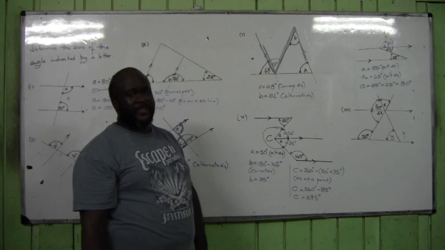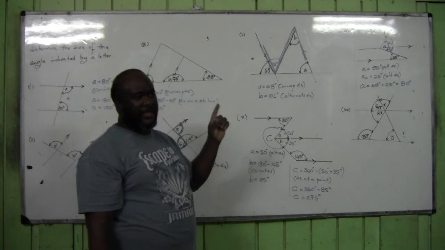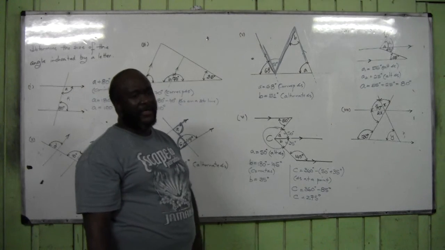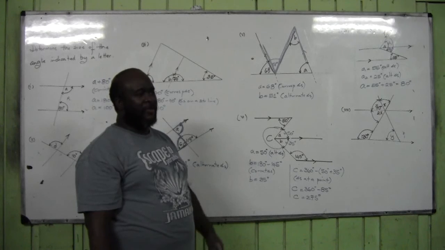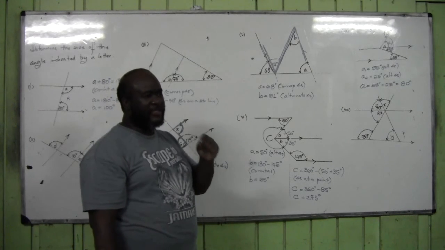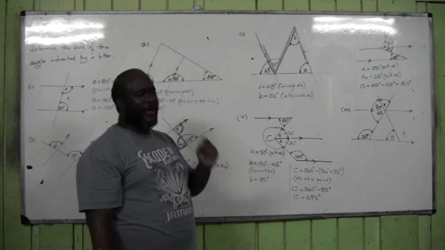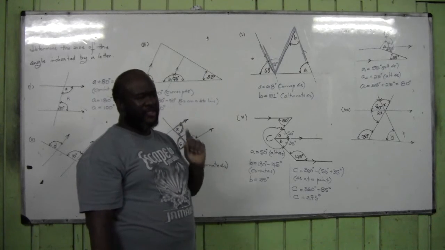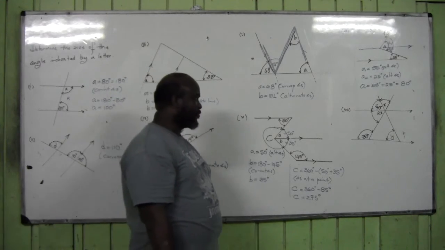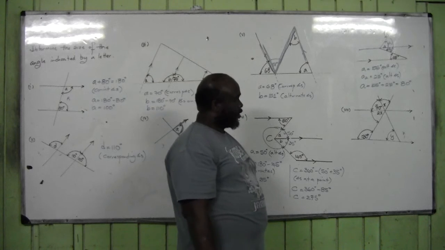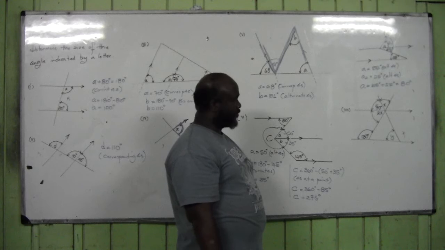So in a situation like that, what did I have to add? A third parallel line. Remember I told you that these things do not exist unless you have parallel lines being cut by a transversal. What is a transversal again, sir? A straight line that connects or cuts across two or more parallel lines.